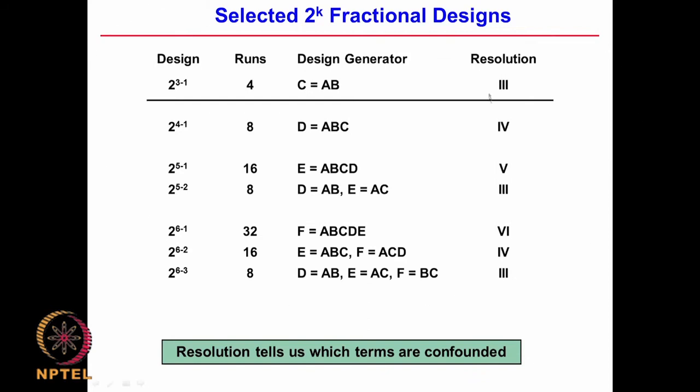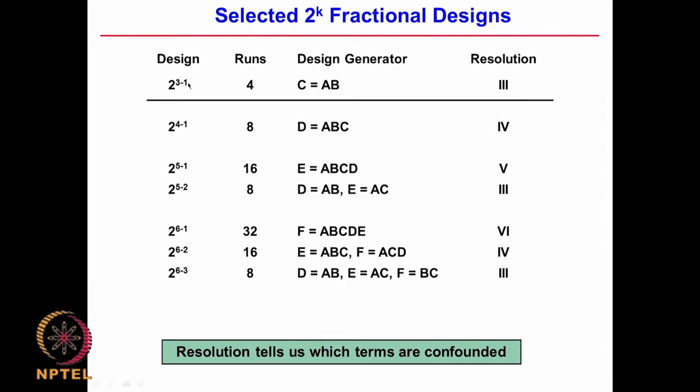So, this table gives you a nice idea. So, suppose I have three parameters or three factors. So, the full factorial will be 2 power 3. I want to do half of this.